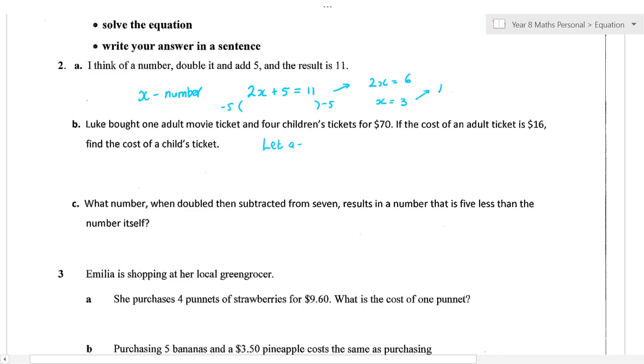So the number is 3. The number is 3. Absolutely. I'm just sort of mindful of time. We've got about 5 minutes till the bell.